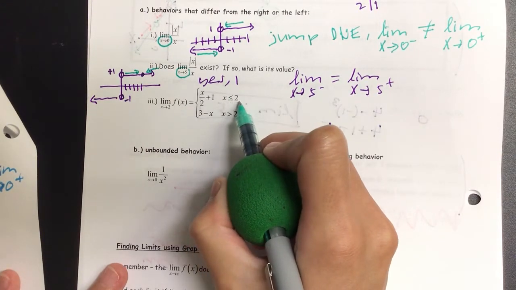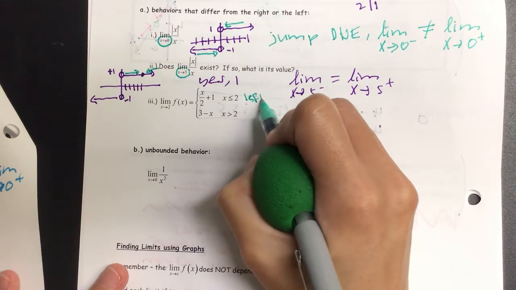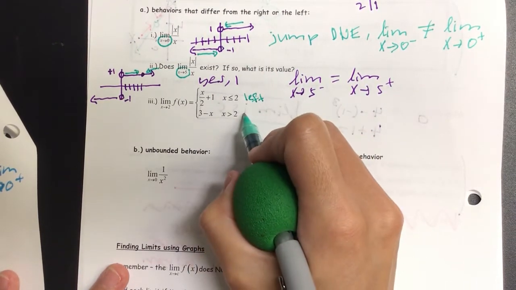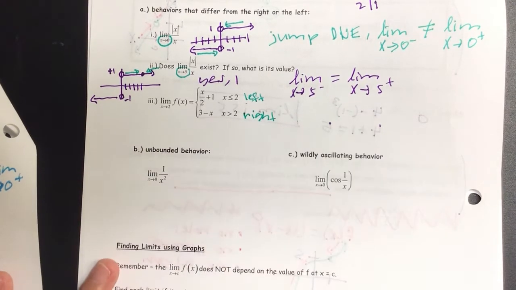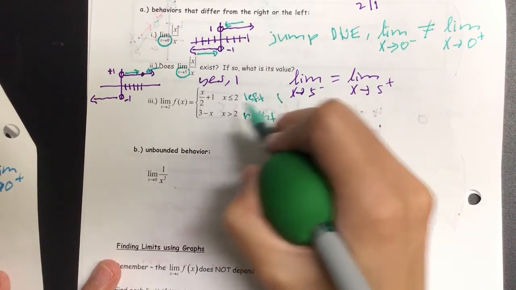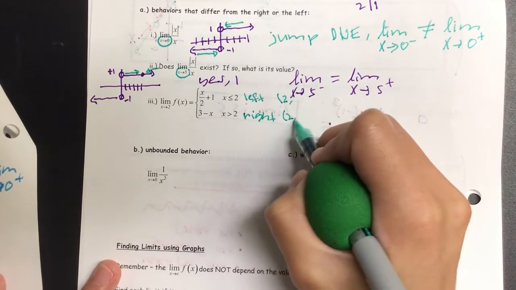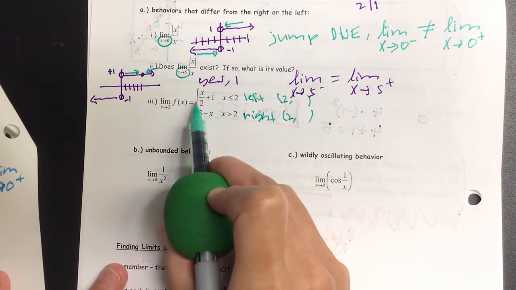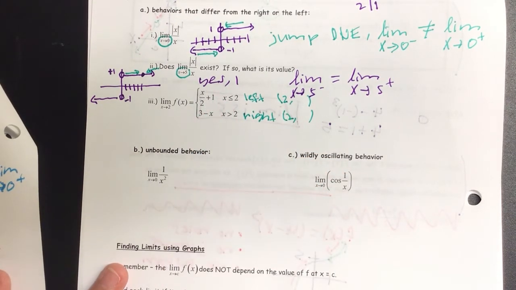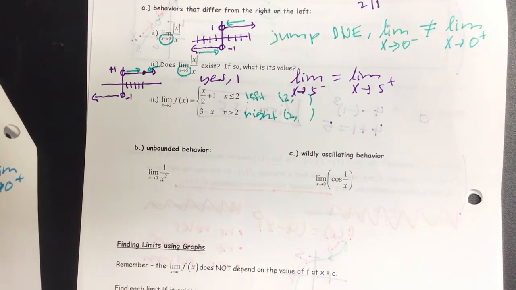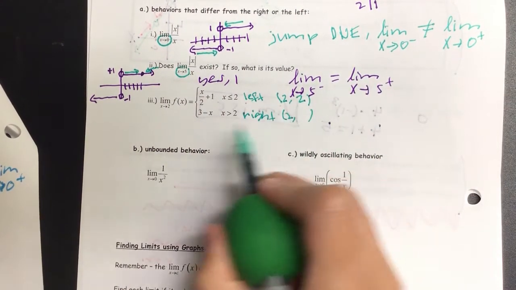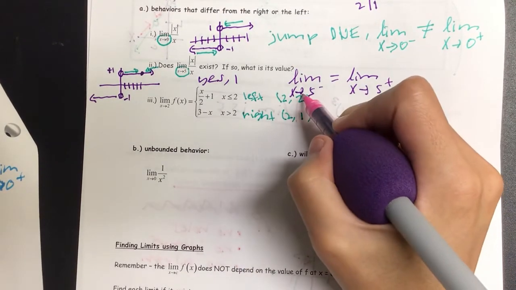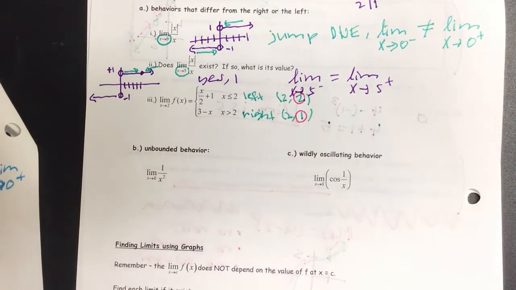X less than or equal to 2 means from the left. What can we say about x greater than 2? It is from the right. And the nice thing about these is the number that it's starting from is your x value. And we'll just need to plug it in. So when I plug the 2 into the first function, what is that going to result in? 2. What if I plug the 2 into the second function? 1. So just by looking at this non-graphically, are we approaching the same y value?